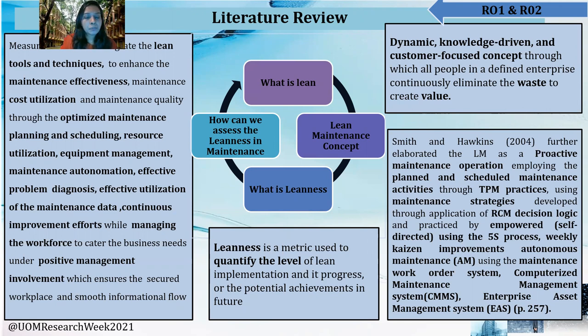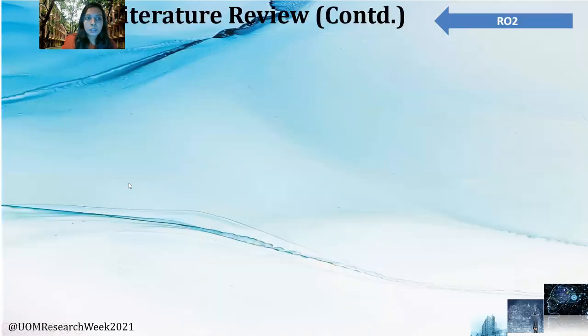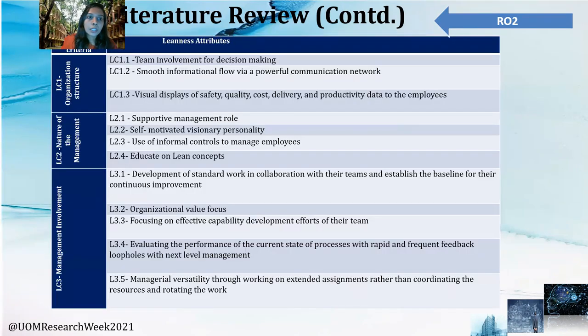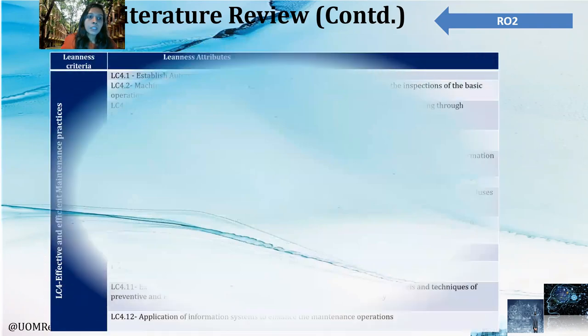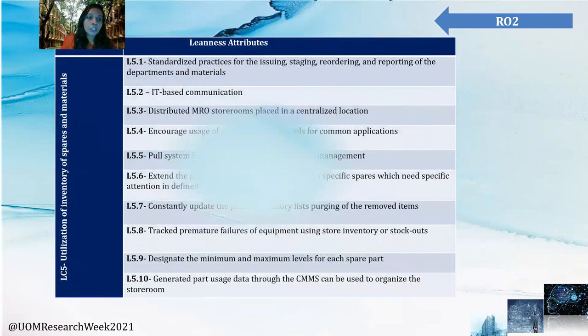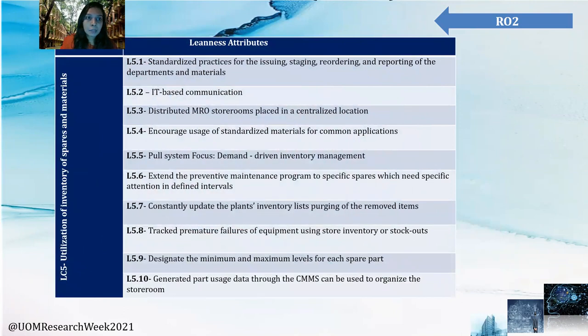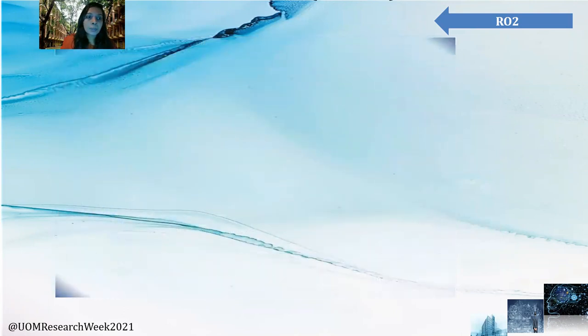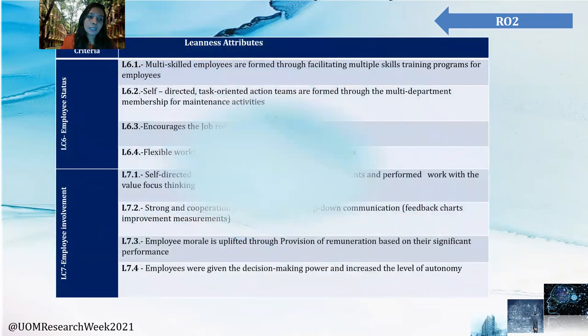So this is a key term we have derived from the past literature, and it is concentrated into 7 criteria, which I call leanness criteria. Those are organization structure, nature of the management involvement, effective and efficient maintenance practices, utilization of inventory, spares and materials, employee involvement and employee status.